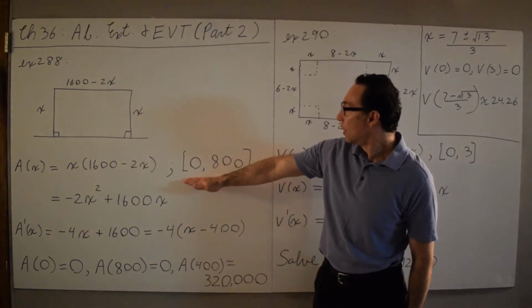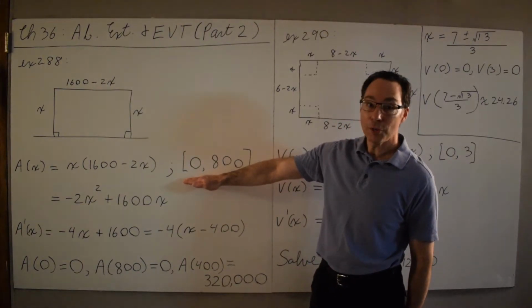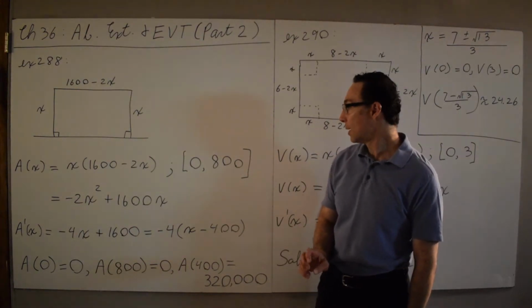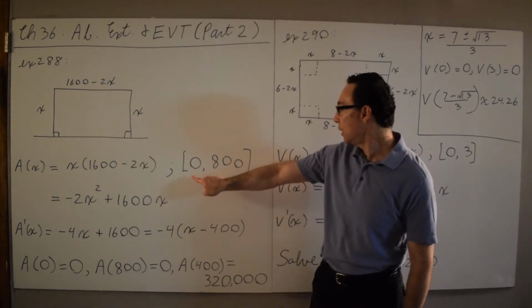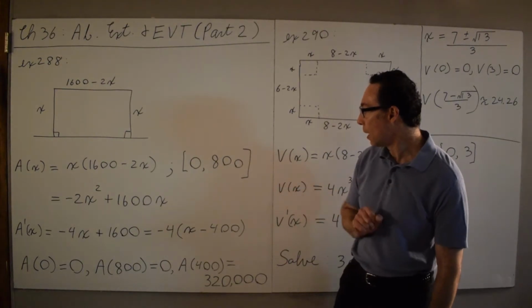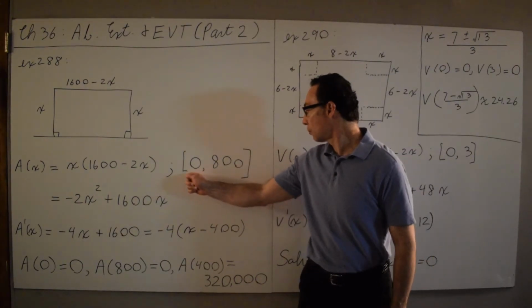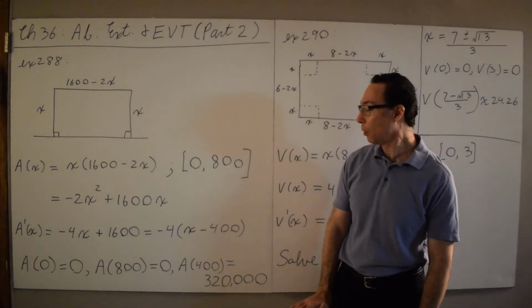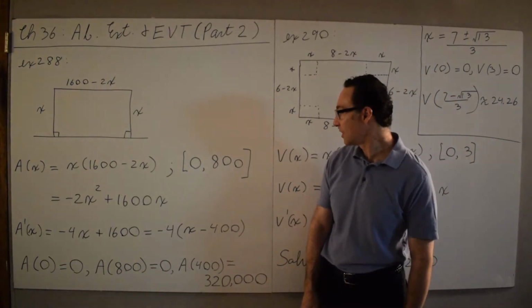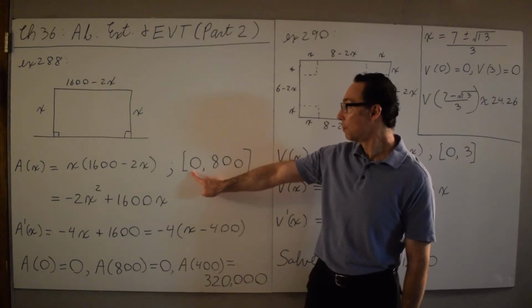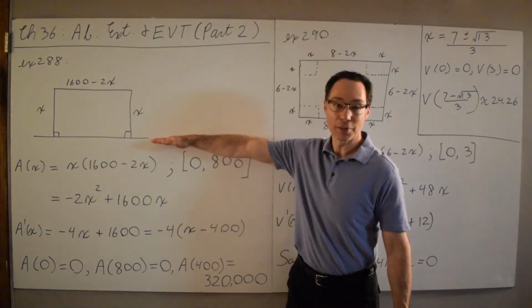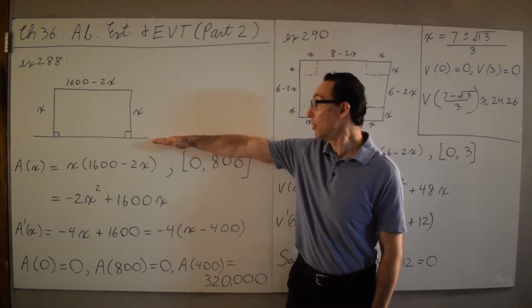Now, remember, the extreme value theorem says a continuous function on a closed interval has a max and a min. We need a closed interval. Our closed interval needs to represent everything we can do, but not necessarily everything that we will do or should do. For example, we can make X 0. If we make X 0, our area is 0. That obviously isn't a maximum, but we can do that.